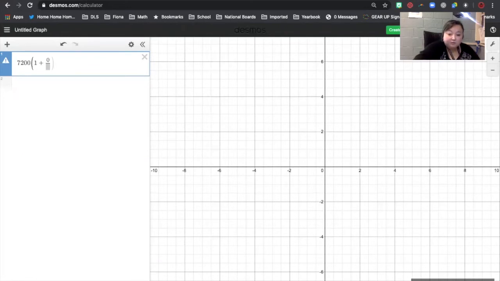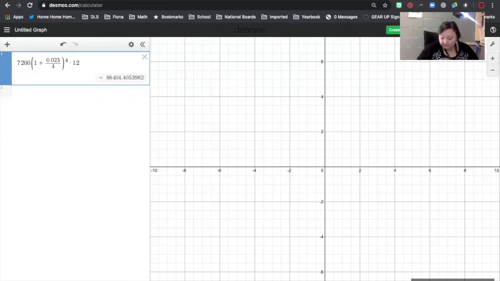So my numerator was 0.023, that was the percent. My denominator was 4 because it was compounded quarterly. And then in the exponent, we're going to put 4, because it was compounded quarterly, 4 times a year, and we're looking at after 12 years. Notice here that the 12 did not go up there with the 4, so I'm going to come back and go back up here with the 4.